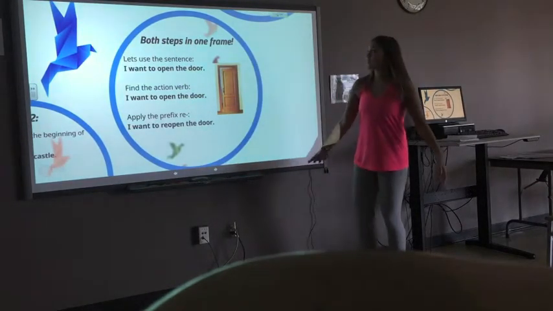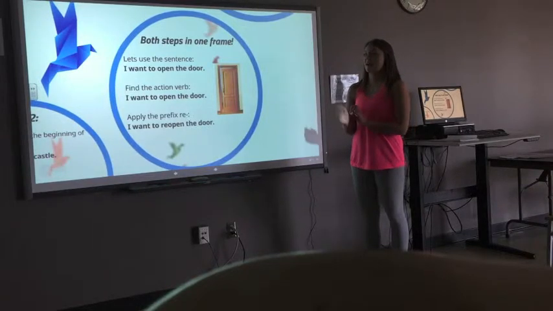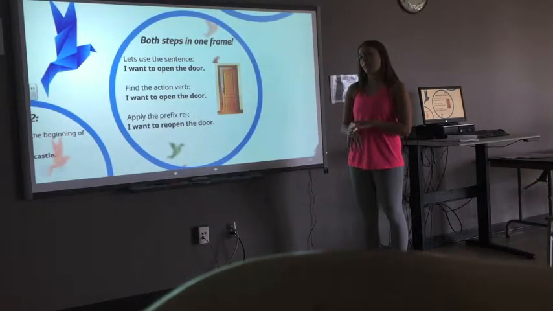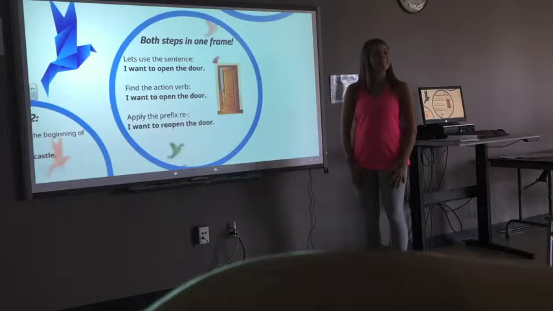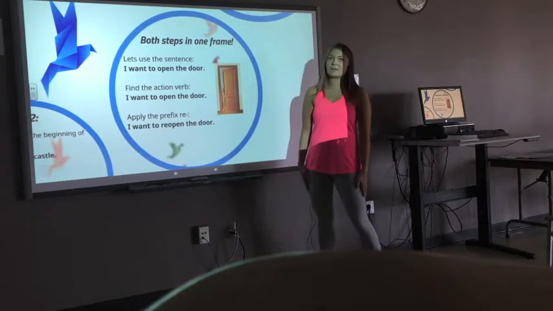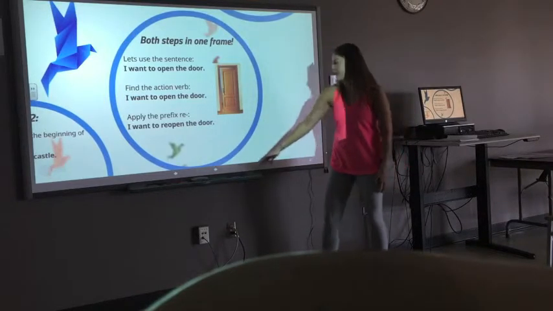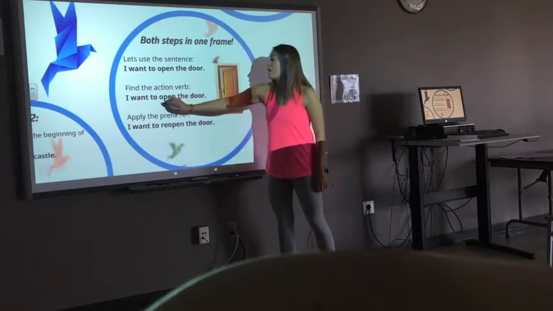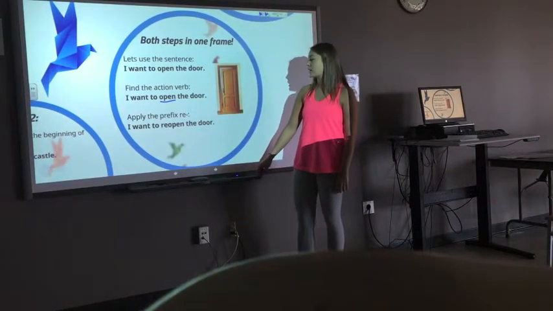All right, now as a class, we're going to do both steps in one frame. So we're going to use the sentence, I want to open the door. First, we're going to find the action verb. Can anyone tell me where the action verb is in the sentence, I want to open the door? Open. Very good. And what color would we underline the action verb in? Blue. Correct. So we have, I want to open the door. And open, we underline in blue.